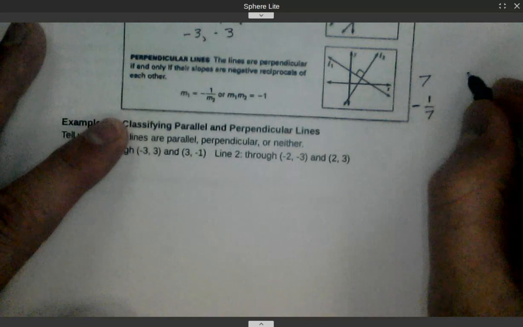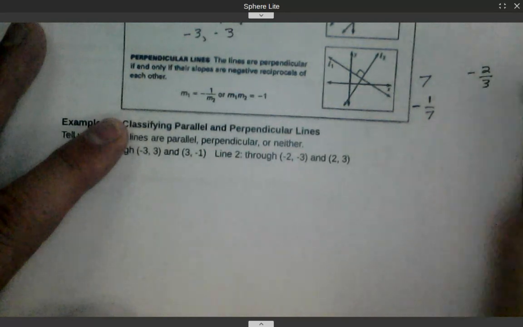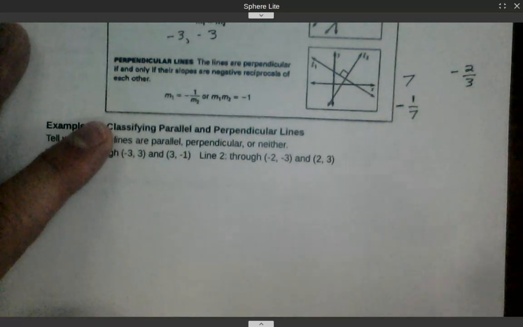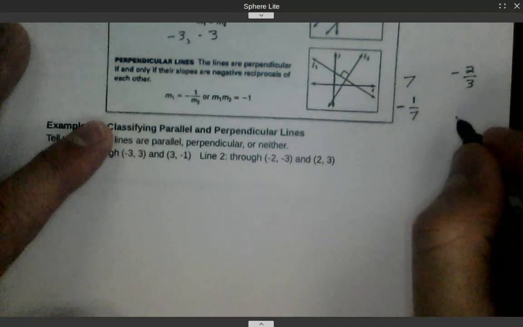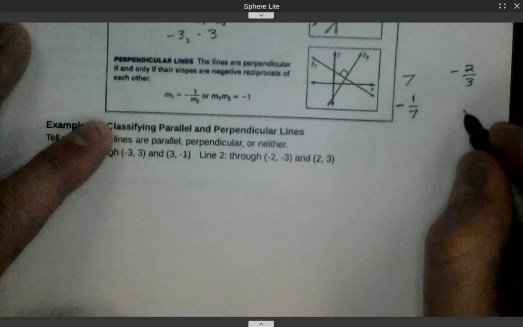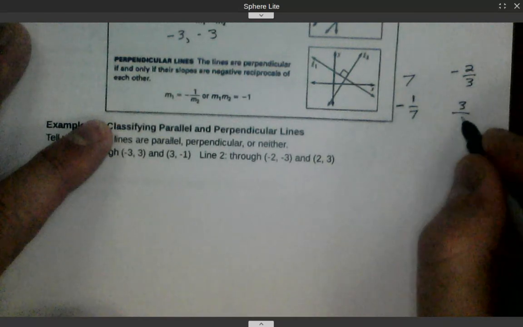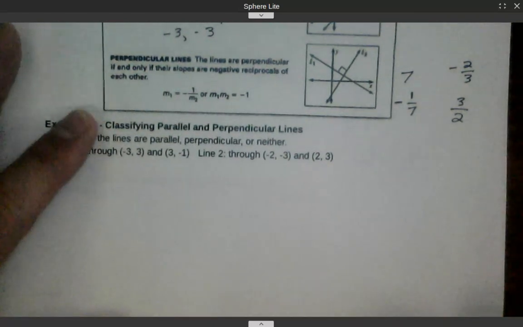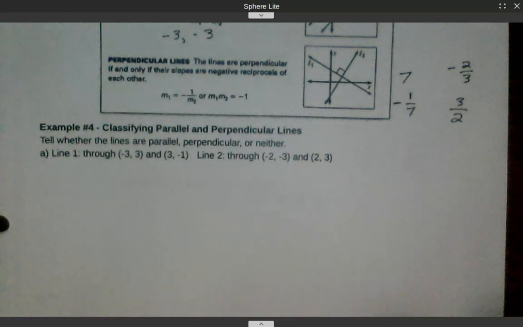If I had negative 2/3 as my slope, and I want to find the perpendicular line for this, I'm going to choose the opposite, which is positive, and I'm going to flip it. What's on the top goes on the bottom. What's on the bottom goes up top. So negative 2/3 and 3/2 are both perpendicular.